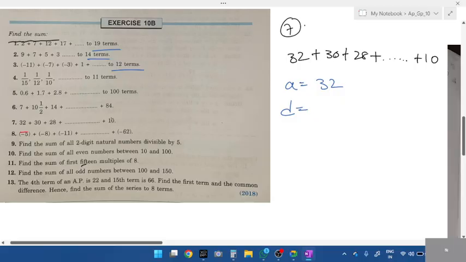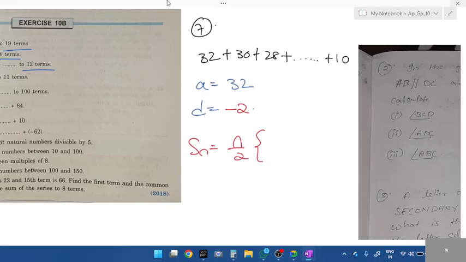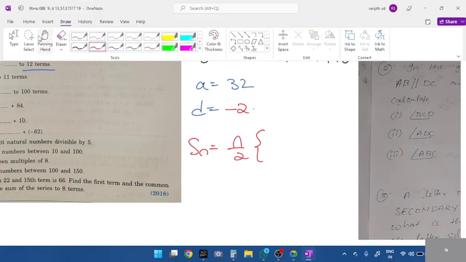Tell me properly. What is 30 minus 32? Minus 2. Fine. If you want to find some value, what's the formula for S of n? N divided by 2 into. Yes, respond all of you. N divided.